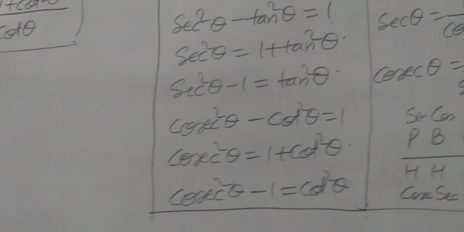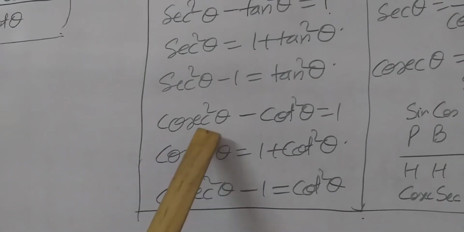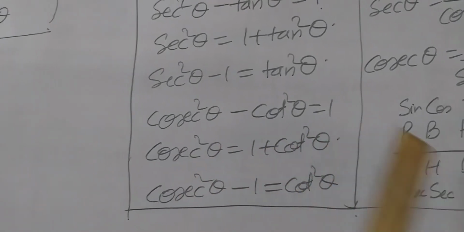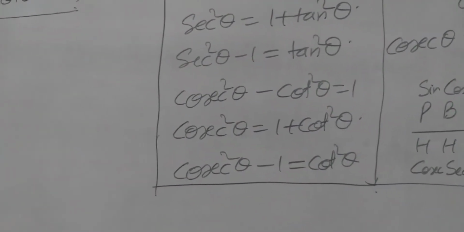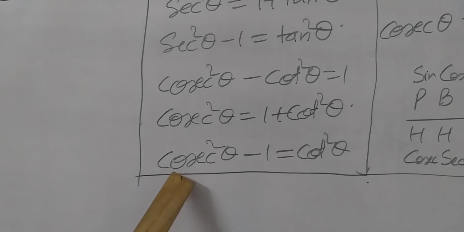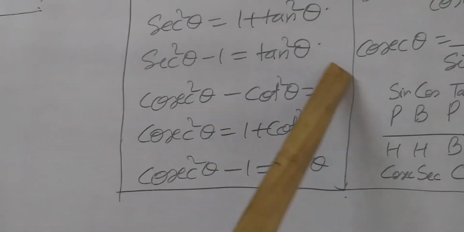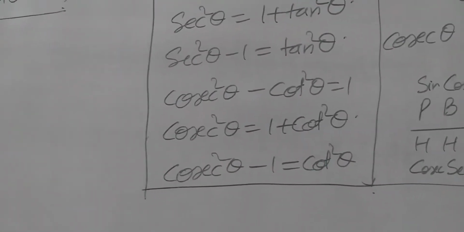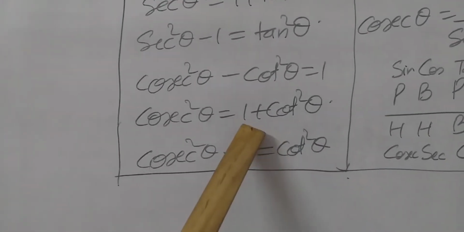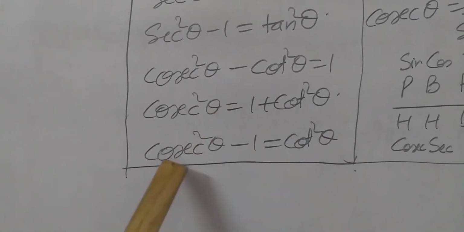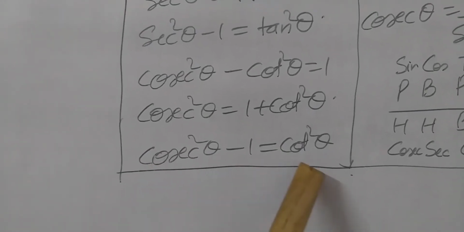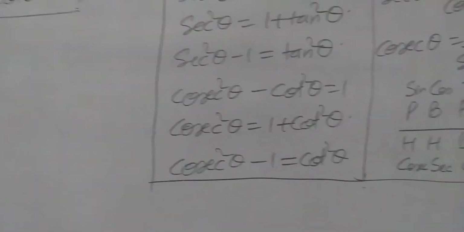Okay. Now third identity is, students, cosec square theta minus cot square theta equals to 1. Cosec square theta equals to 1 plus cot square theta when cot square theta will be transferred this side. And when 1 is transferred this side, then it will be cosec square theta minus 1 equals to cot square theta.